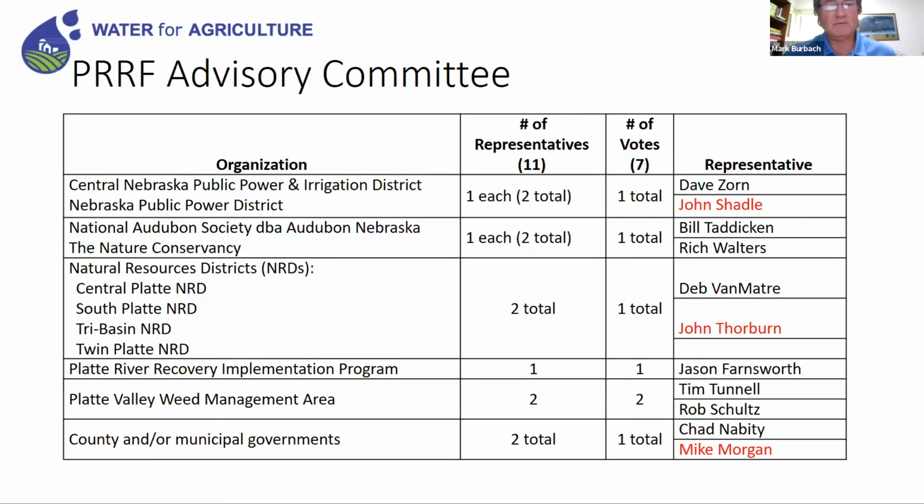So some things about the Platte River, let me see, did I miss anything? Okay, so I talked about the advisory committee. There are 7 representatives, so with 7 votes, 8 of the members are local leadership team members, but we added for some more diversity and stakeholders, more interest, 3 additional people as representatives on the advisory committee, that being John Shadle from the Nebraska Public Power District, John Thorborn from Tri-Basin NRD, and Mike Morgan from the city of Kearney.